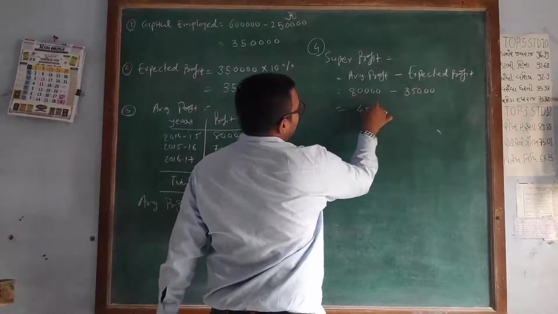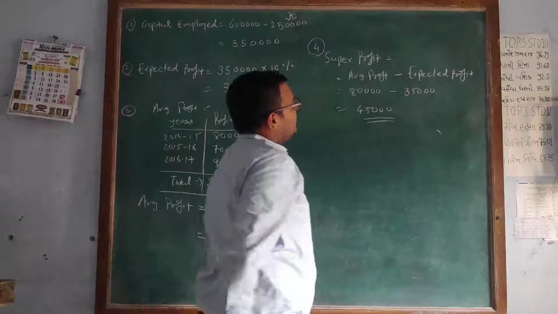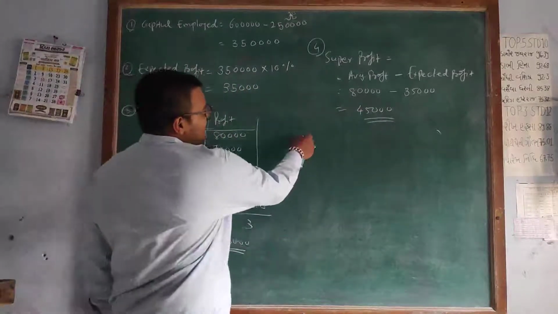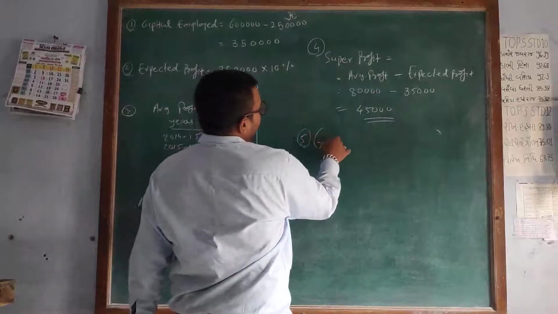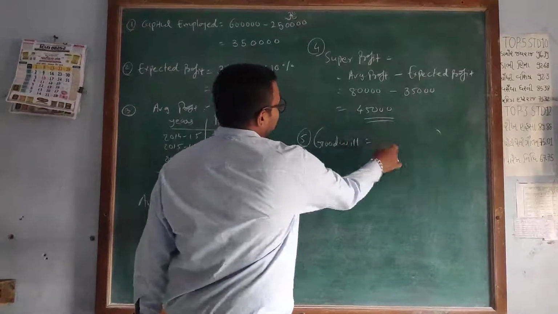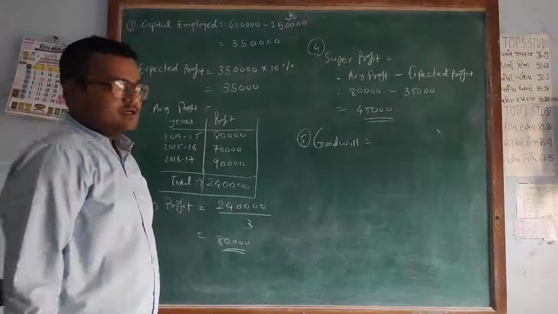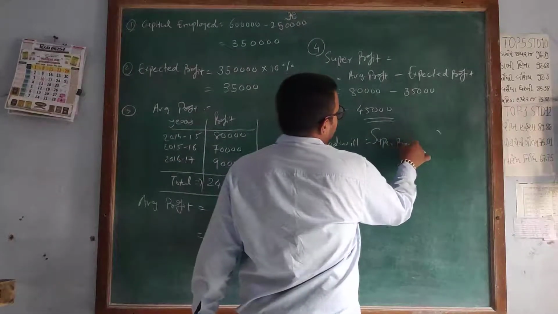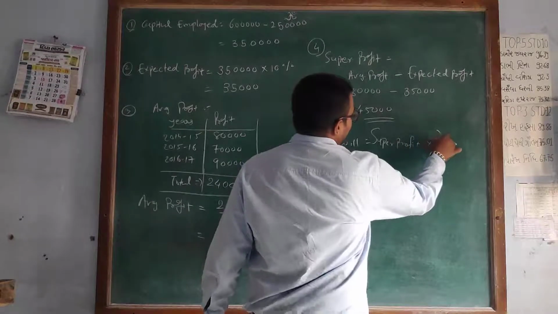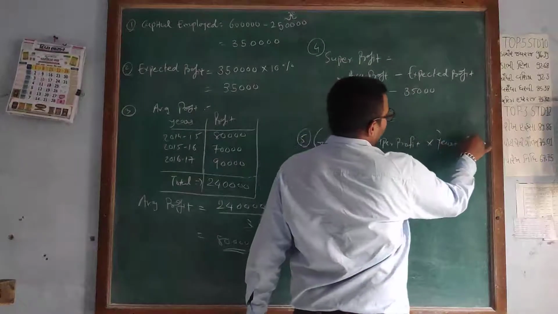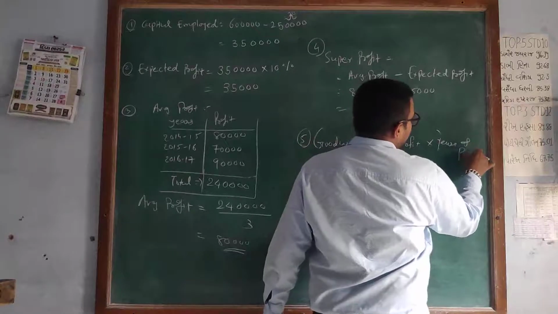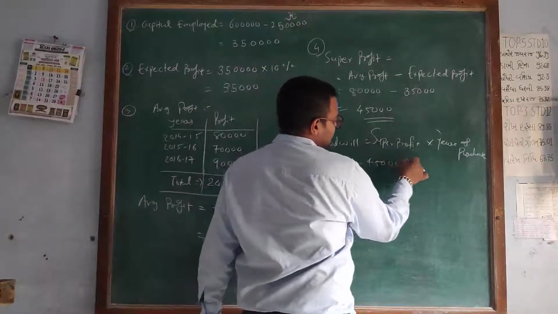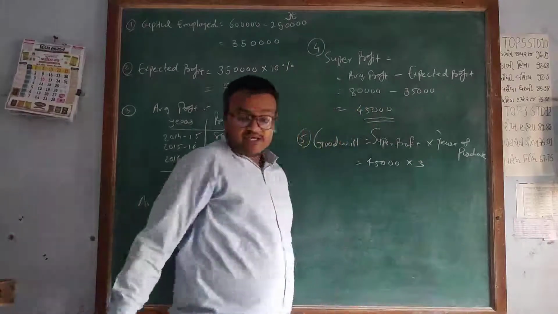So 45,000 is our super profit. And the last step will be goodwill. What is the formula for goodwill? Super profit into years of purchase. 45,000 into 3 years purchase is given.